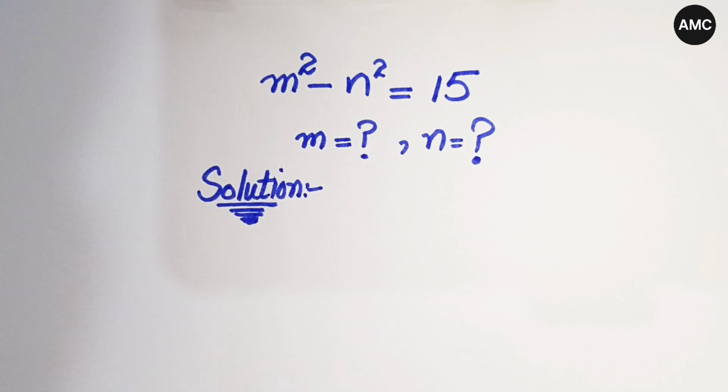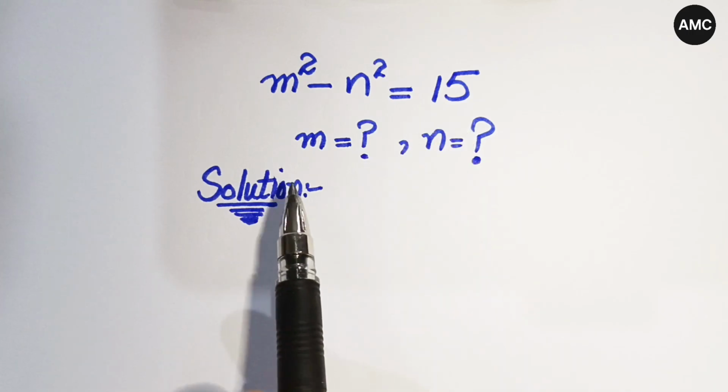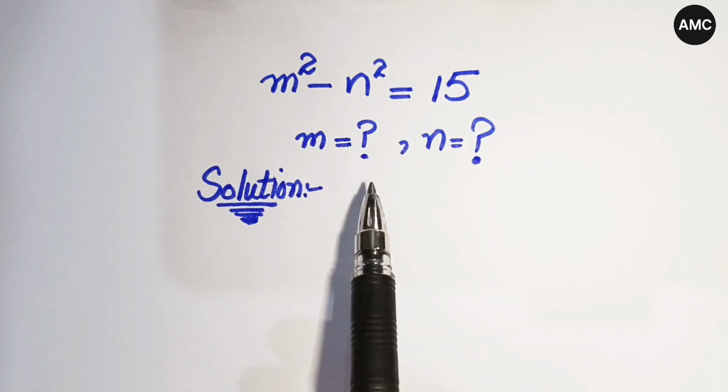Today we have a nice Olympiad problem, and that is an easy algebraic problem, which is m squared minus n squared is equal to 15. So here we have to find the value of m and n.